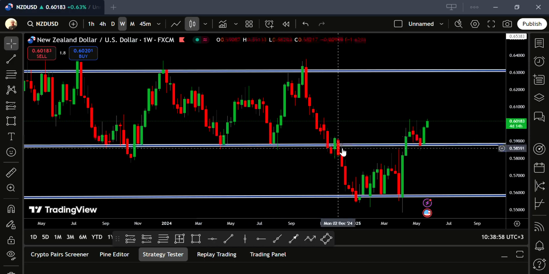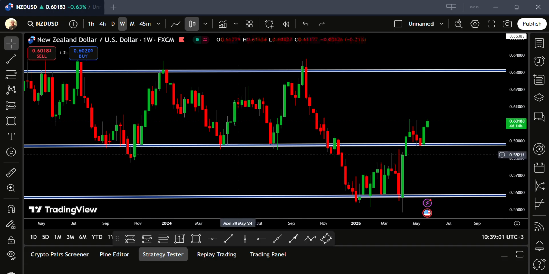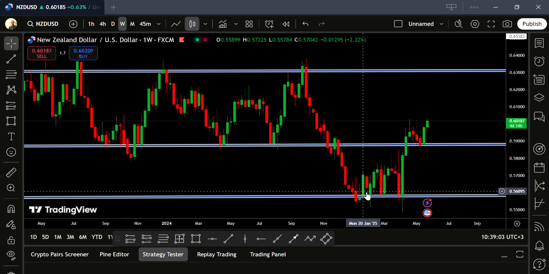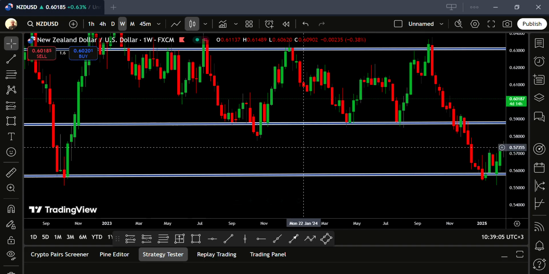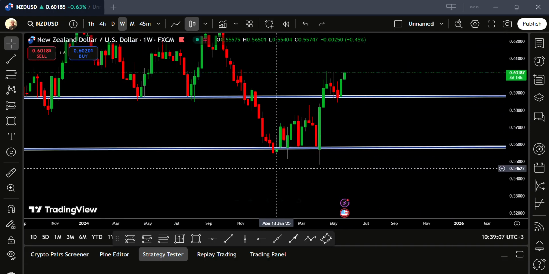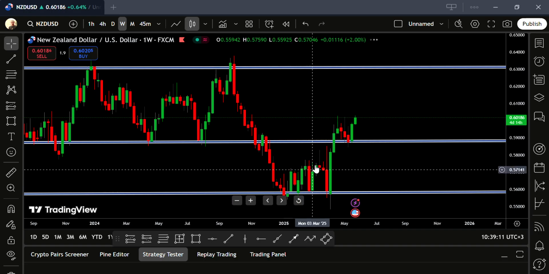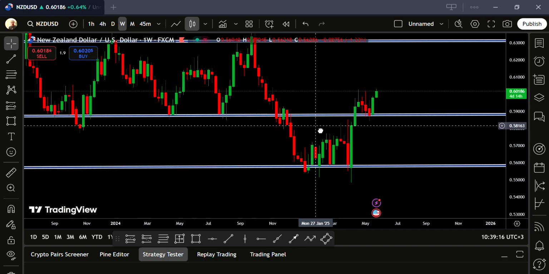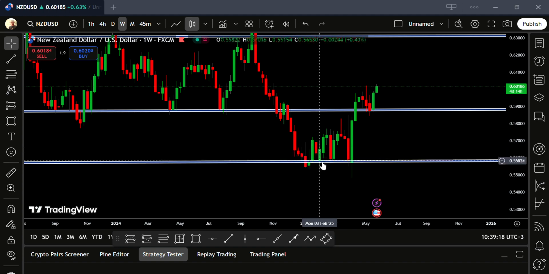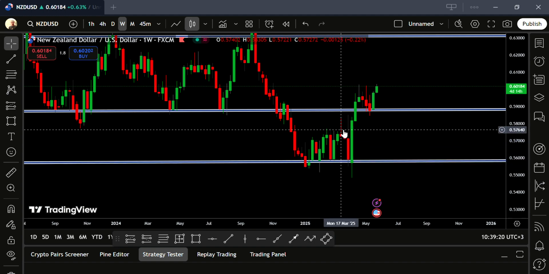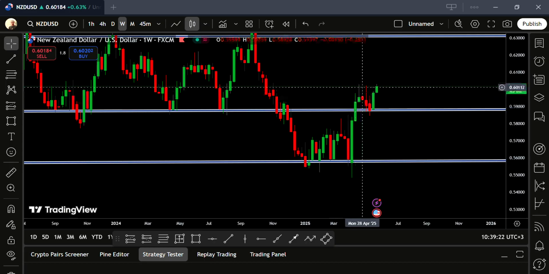So now it has come down to break this area here, broke this area here, went here, the previous support, and formed a base. After forming a base, it started to retrace slowly to the upside. Let me show you. Price retraced, came here, went up, came again, went up, came back again here, and shot to the upside.